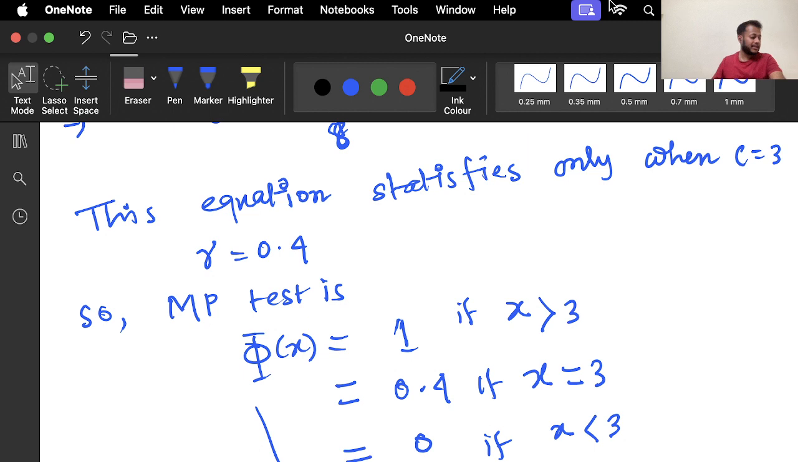And in the next lecture we will see some other exercise and how to find the mean and standard deviation of the normal distribution with this test. So that's it for today's lecture.